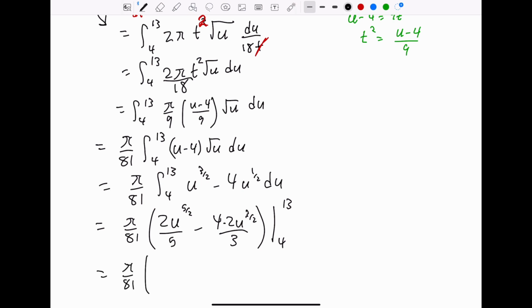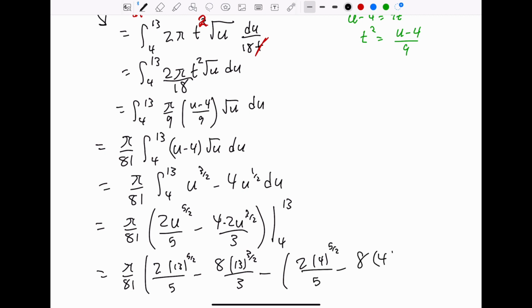Pi over 81 times 2, first we plug in 13, 13 to the 5 halves, divided by 5, minus 4 times 2 is 8, 13 to the 3 halves, divided by 3, minus, in parentheses, now we plug in 4. 2 times 4 to the 5 halves, divided by 5, minus 8 times 4 to the 3 halves, divided by 3. Here is the surface area for that rotated shape, and this is approximately equal to 4.94 if we plug it in a calculator. So there we have it.